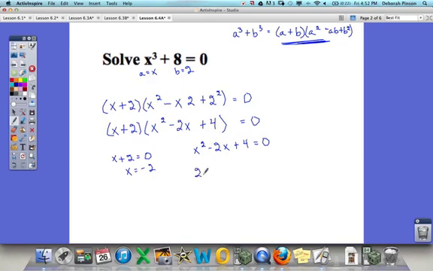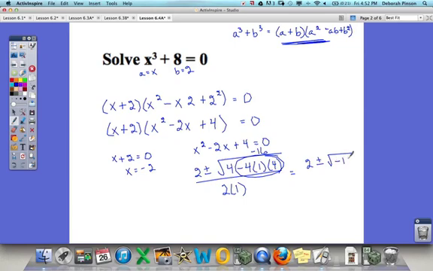So negative b plus or minus the square root of b squared minus 4ac, all over 2a. That's minus 16, so I'll have 2 plus or minus the square root of 4 minus 16, which is a negative 12, over 2. Okay, now let me simplify this. 12 is 4 times 3, so I have 2 plus or minus 2i root 3. Remember the i's for the negative there, over 2, and I can simplify those two. So 1 plus or minus i root 3.